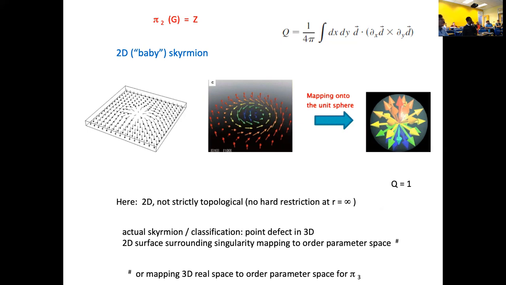Now, it's not clear why the middle picture is there. The one on the right, I think, is the typical 3D skyrmion. No, I'm just drawing this as a map of the order parameter space. This is not the real space. I'm sorry, this is the order parameter space. The colors in the middle one correspond. I'm just saying that this is the map for this thing.